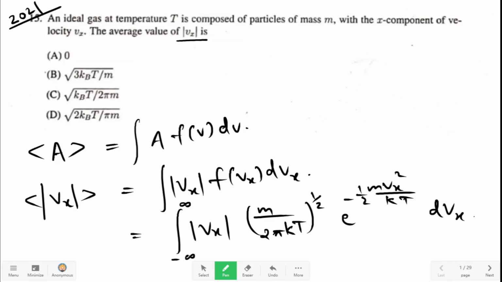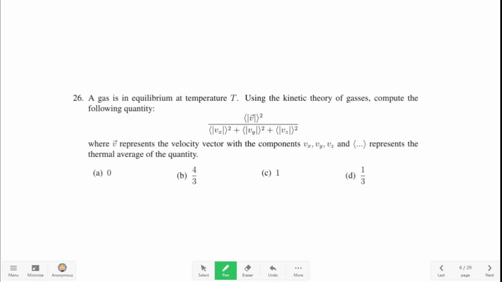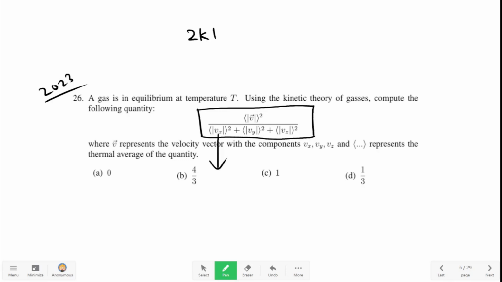The correct answer in this question is option D, root of 2 kT upon pi m. Now let us move on to a question from JEST 2023, which is also from kinetic theory of gases. We have to compute the value of this quantity. Here the average of modulus of Vx is root of 2 kT upon pi m. When we square it, we will get 2 kT upon pi m.